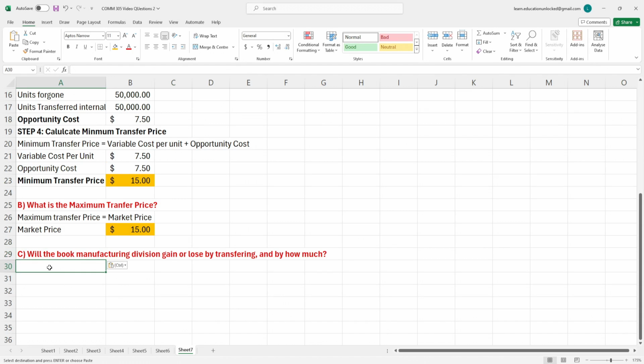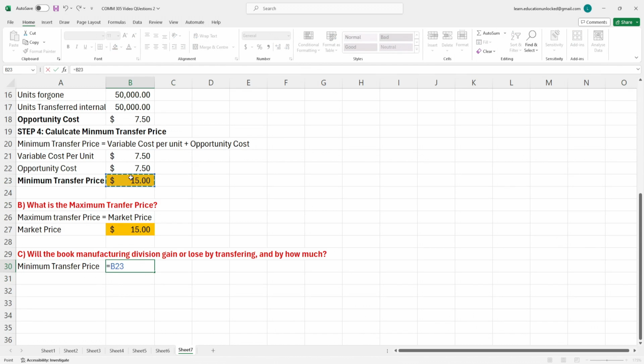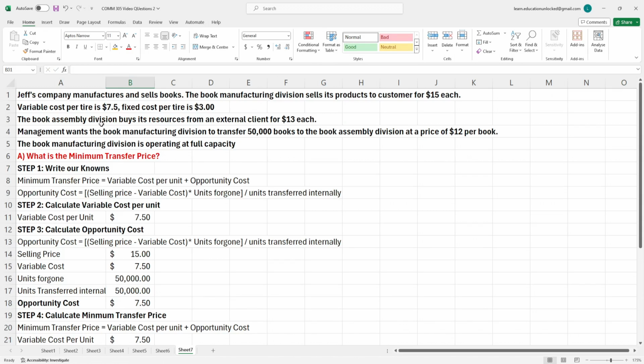So question C, will the book manufacturing division gain or lose by transferring, and by how much? To do this, I'll look at the minimum transfer price, which is $15, since this is what we just calculated. And then our transfer price, it says right here, is $12 per book that we're transferring it to.